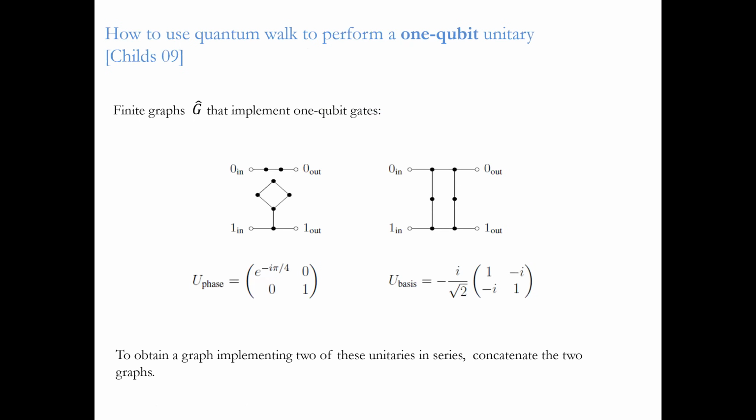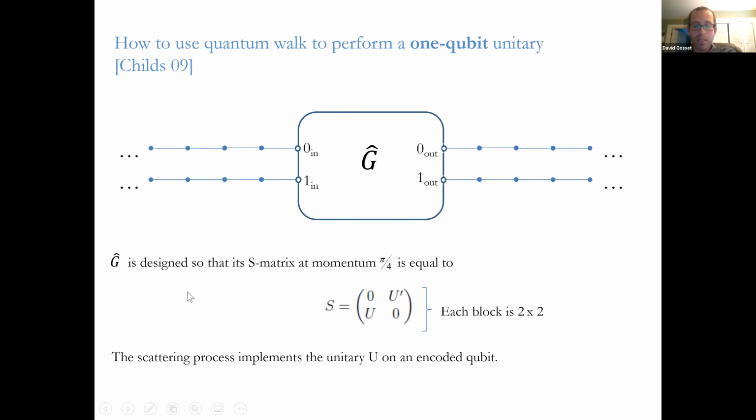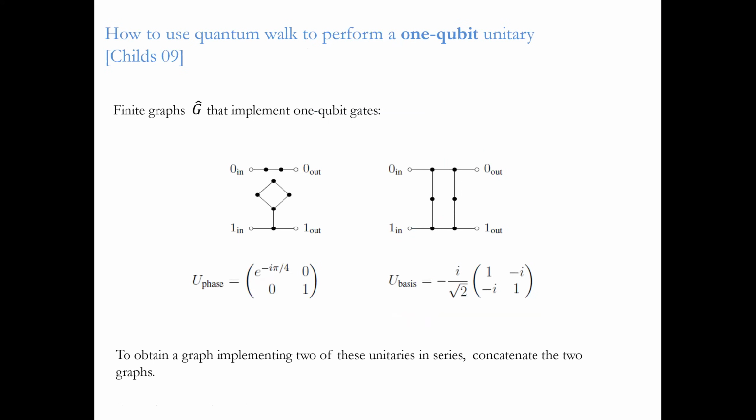Sorry, this π/4 is universal for any graph? Sorry, I maybe don't quite understand the question. So the π/4 is, yeah, go ahead. For any graph, if I have a momentum π/4, I will get this kind of block diagonal S matrix.